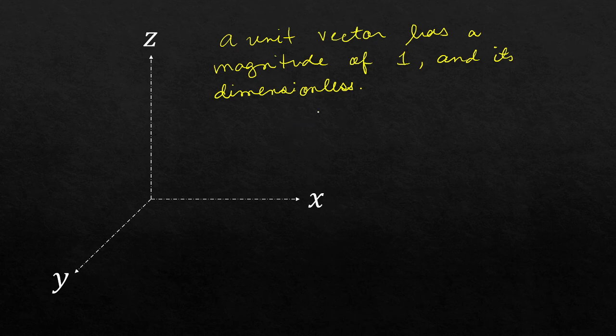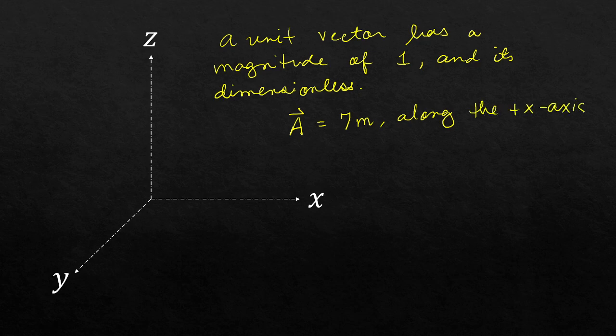So suppose we have vector A, which is, let's say, 7 meters along the x-axis, along the positive x-axis. Okay. So how are we going to write this vector A in terms of the unit vector?